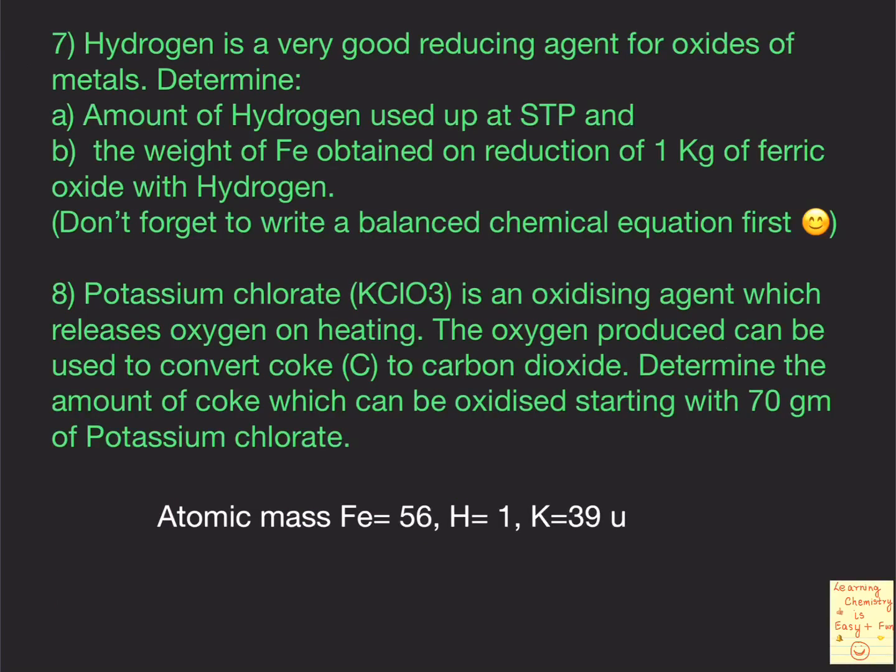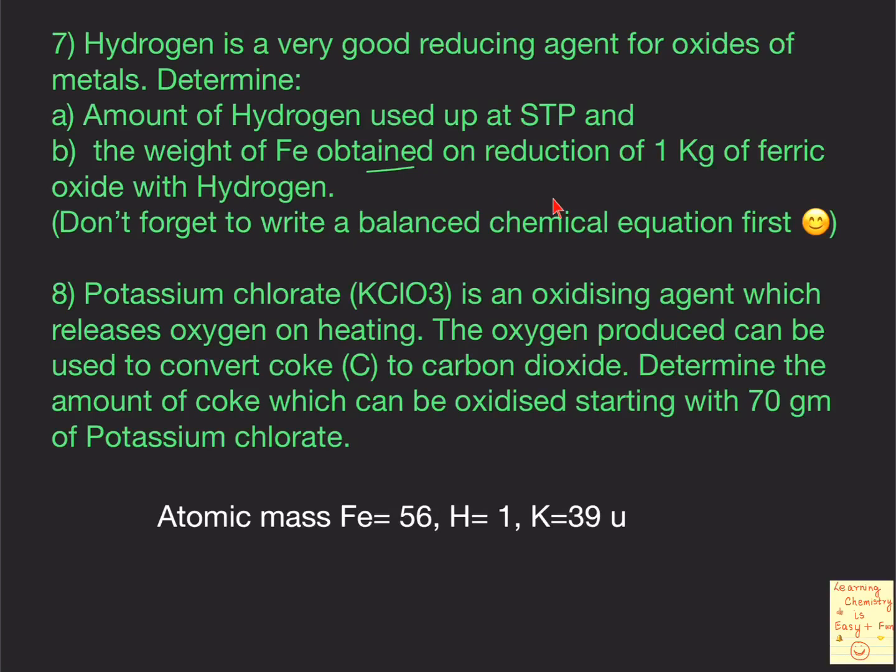Seventh question. Seventh and eighth question involve reduction, oxidation. So read the seventh question, try it yourself. Pause the video. See or understand the explanation later on only if you are not able to do it. Hydrogen is a very good reducing agent for oxides of metals. Determine the amount of hydrogen used up at STP and the weight of iron obtained on reduction of 1 kg of ferric oxide with hydrogen. A big hint, as I said, it's a guided worksheet.